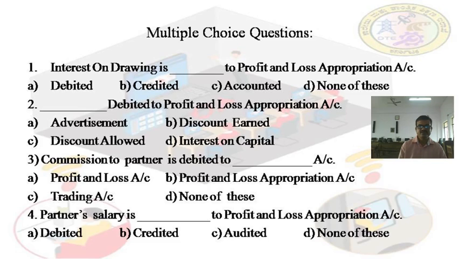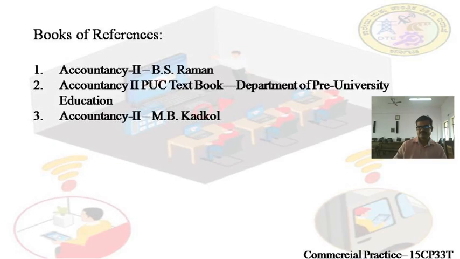Third one: commission to partner is debited to dash account. The answer is B, profit and loss appropriation account. Fourth one: partner's salary is dash to profit and loss appropriation account. It is debited. Thank you.